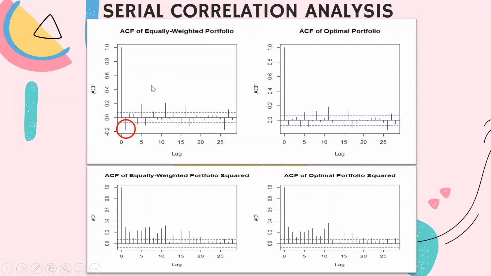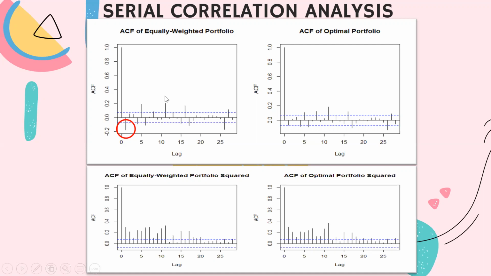As you can see from the top two graphs here, this one is the graph for the optimal portfolio. It seems that the pattern is quite scattered and it doesn't show significant correlation at lag 1. Whereas for the equally weighted portfolio, the pattern seems a little bit stronger than the optimal portfolio, and at lag 1 you can see that it has significant correlation.